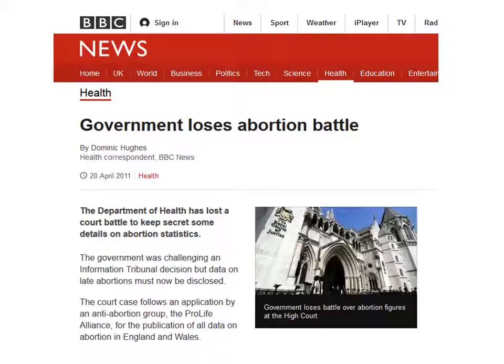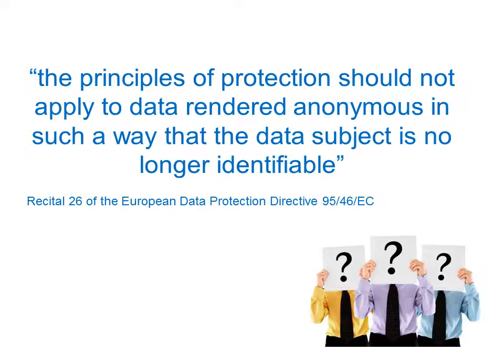The Information Commissioner's Office released guidance on this through their anonymisation code of practice, which helped people think through what the likelihood was of re-identification in different situations. It quoted recital 26 of the European Data Protection Directive, which said that the principles of protection should not apply to data rendered anonymous in such a way that the data subject is no longer identifiable. So it's very much saying that you need to make the data anonymous by making sure you cannot identify the individual from that data.